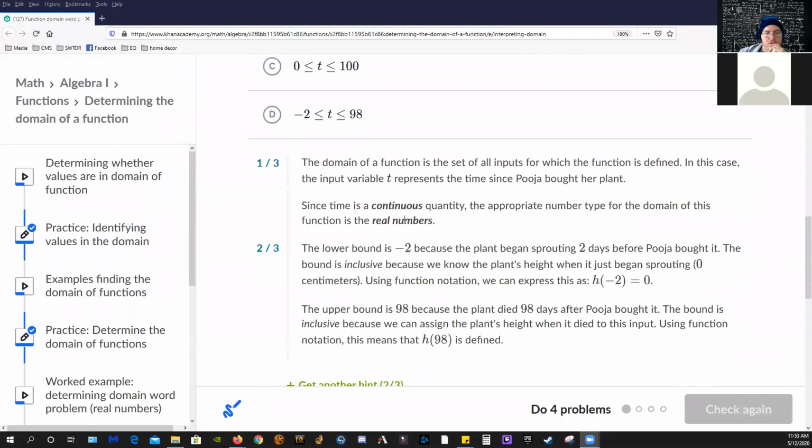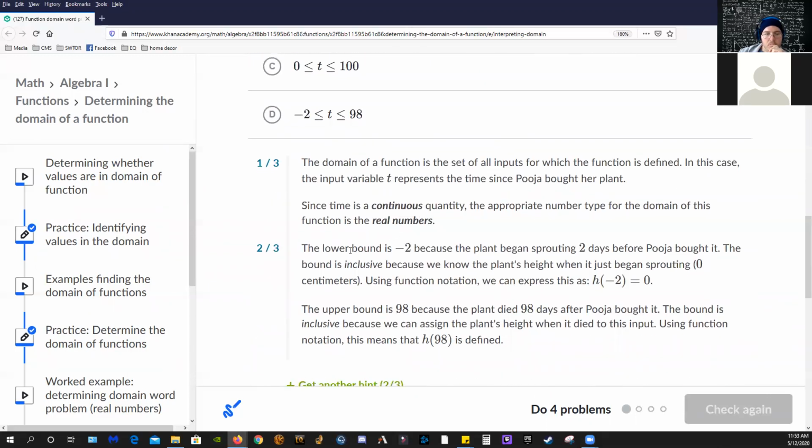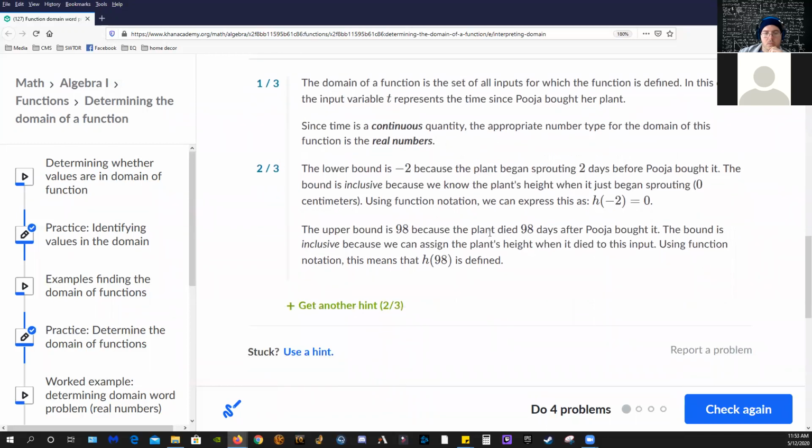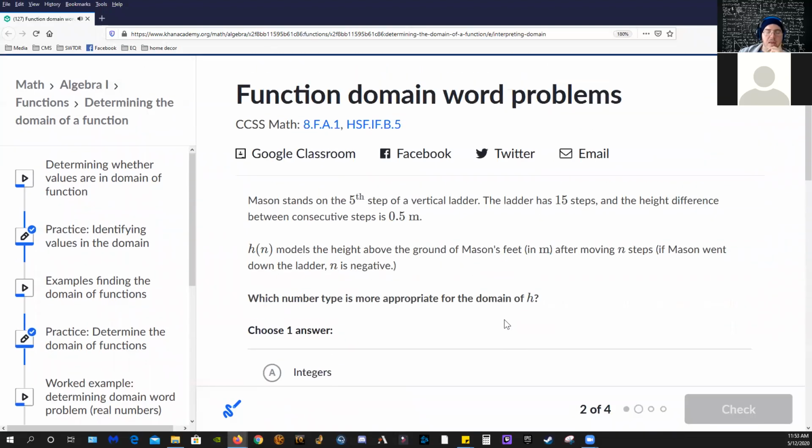So if I look at the instructions here, it says the domain of the function is the set of all inputs for which the function is defined. In this case, the input variable T represents the time. So even though it's talking about days, since we're dealing with time, that's going to be real numbers. And they're saying the lower bound of the graph would be -2 since it did start sprouting 2 days before. Okay. So let's try one without hints. Okay, so let's take on that and learn from it.